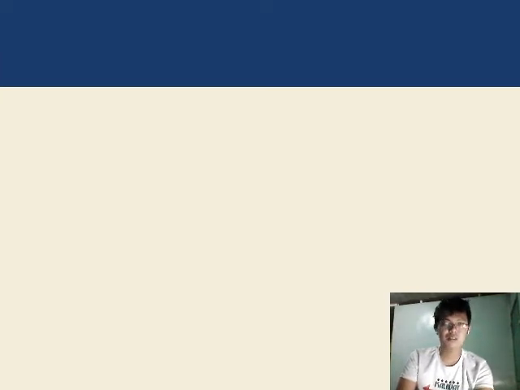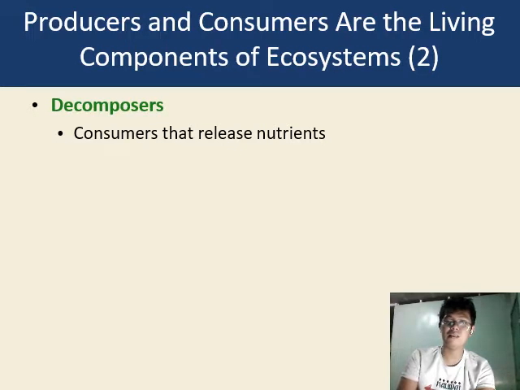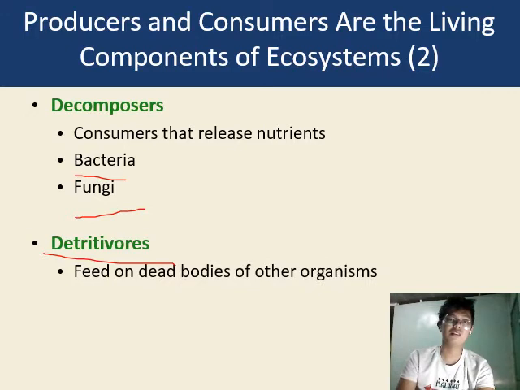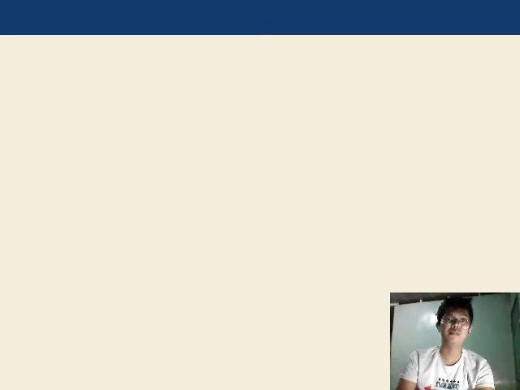So as stated, we also have decomposers, which are the ones that release nutrients by breaking down decayed matter into simpler inorganic compounds. These decomposers are composed of bacteria and fungi. Then we also have the detritivores. This is another type of decomposer. These are the ones that feed on dead bodies of other organisms. An example of that are vultures. We also have earthworms. Those are the detritivores.